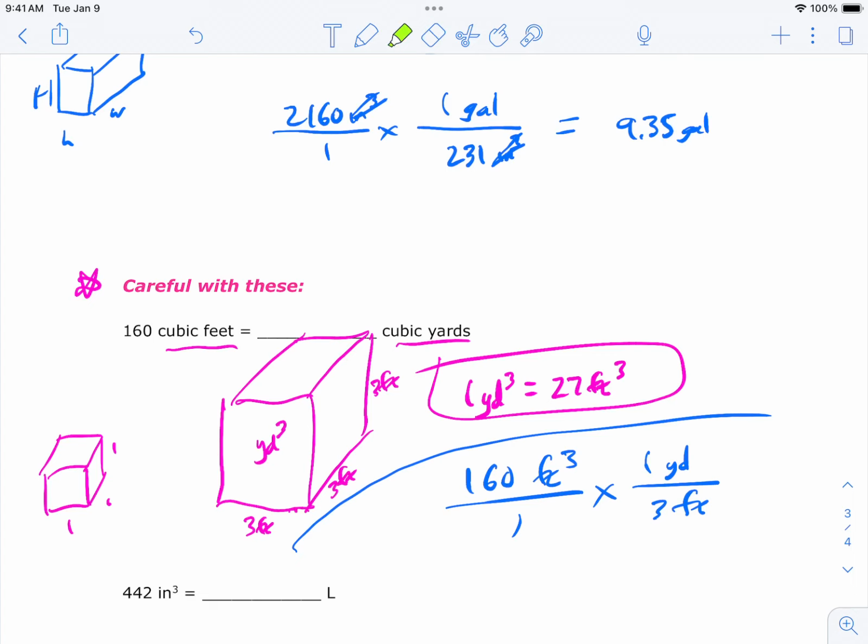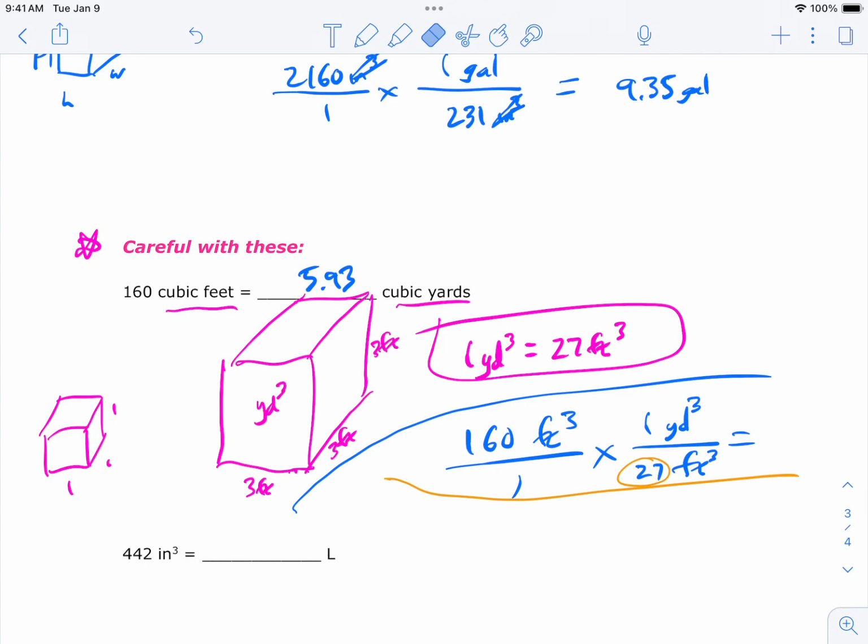But we can use this conversion that we just figured out that says 1 cubic yard is actually not 3, but 27 cubic feet. We can do it that way. So 160 divided by 27, what is that? Boom. We've got just about 5.93, almost 6 cubic yards. 5.93 cubic yards. Okay, cool.